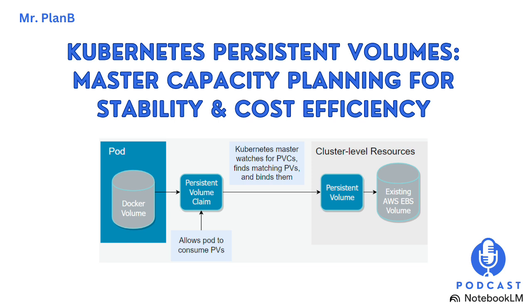So why don't we kick things off by addressing the elephant in the room, or rather the elephant in the cluster? Why is getting storage sizing right so crucial in the Kubernetes world? Well, it really boils down to three main things. First, you have application stability. Think about it. If an application suddenly runs out of storage, what happens? It can crash, it can start behaving erratically, and nobody wants that, right?